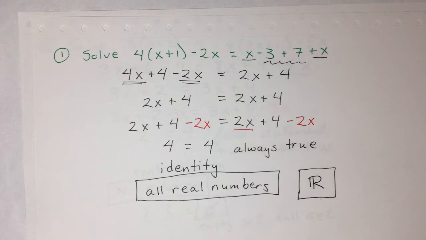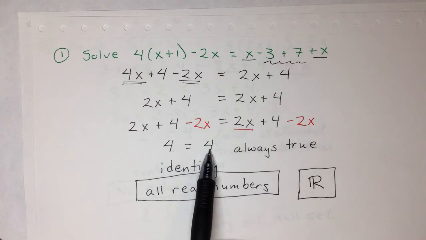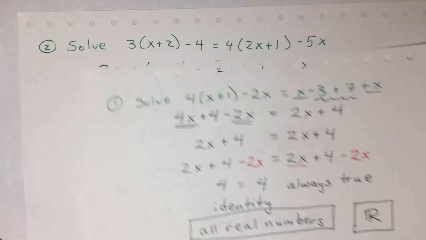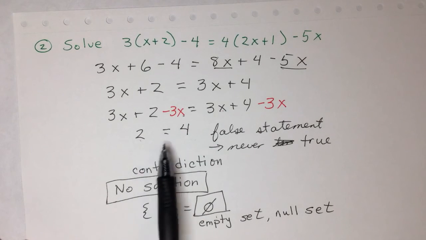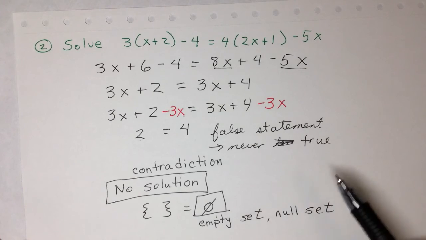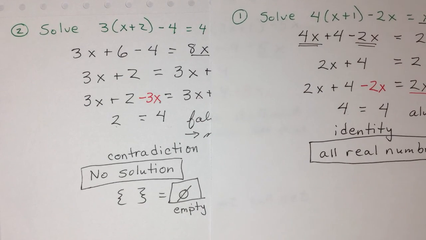Okay? So, if your variables go away, if you have an identity, a statement that's always true, then any number will make that equation true. If you have a contradiction, 2 equals 4, when your variables are gone, something that is never true, you have no solution. Okay? So again, move your variables first, check if you've got an identity or a contradiction. That'll tell you what your solution set is.